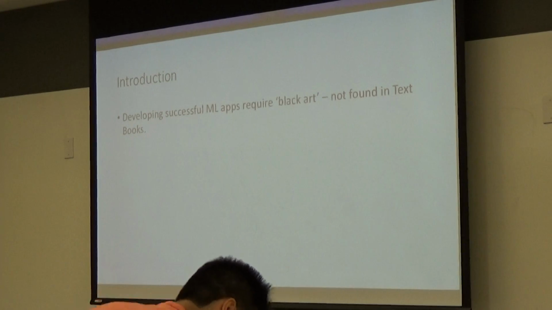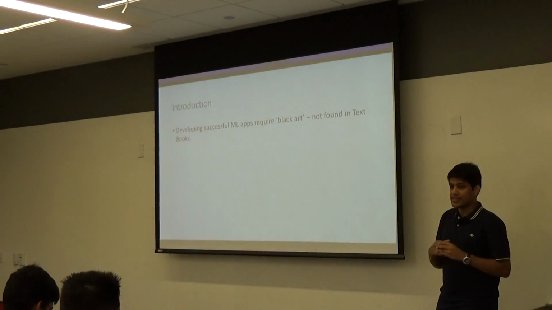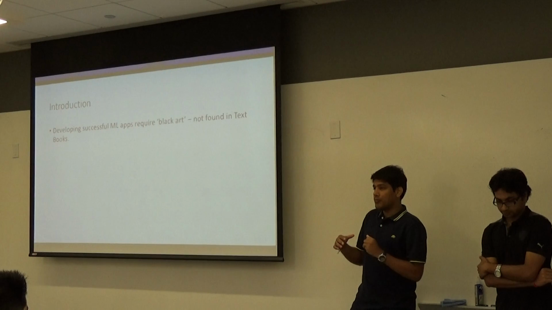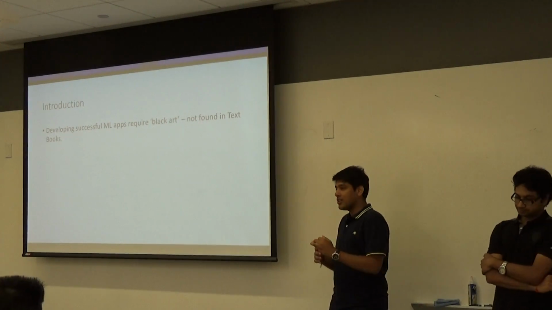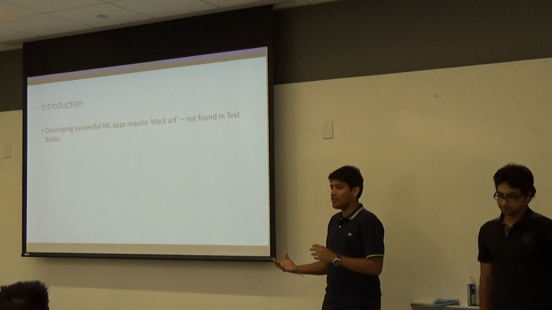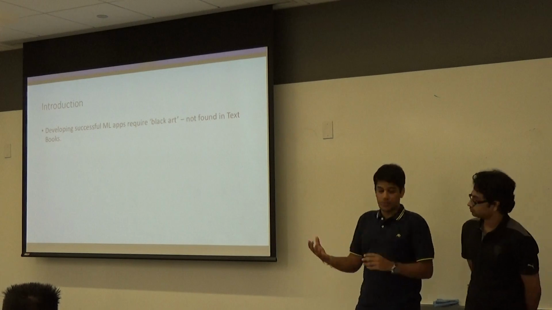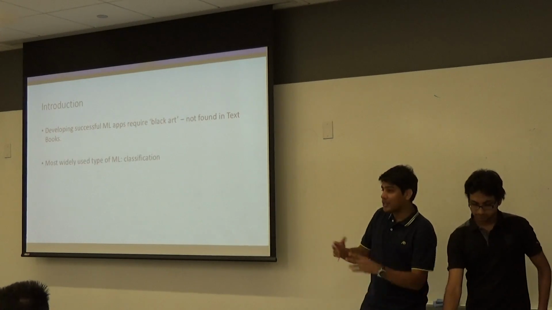Machine learning algorithms require some black art, which is not exactly found in textbooks. By black art, the author actually means inside knowledge from people who have been in the industry for long enough to know the tricks of the trade. So there are different types of machine learning.